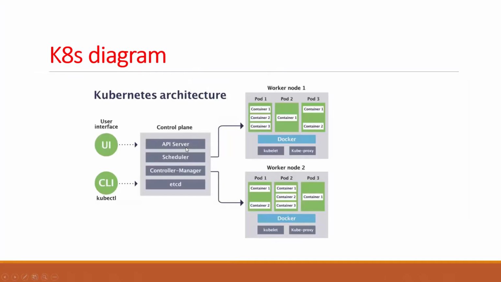Okay. So this is the Kubernetes architecture, right? API server, scheduler, controller, etcd.